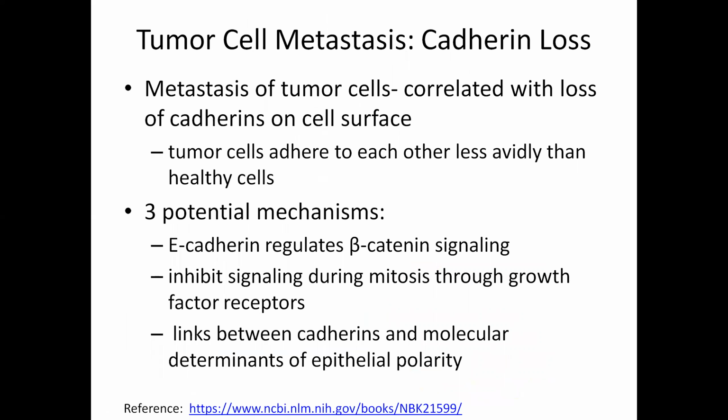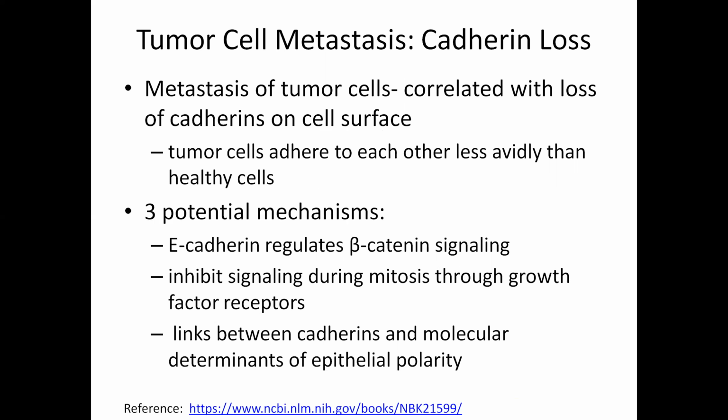So one problem that might occur if you have cadherin loss is tumor cell metastasis. So that's when the tumor cells start spreading throughout your body, and it's correlated with a loss of cadherins on the cell surface. So in this case, the tumor cells won't stick together. They'll adhere to each other less avidly than healthy cells. So right now, currently, scientists don't really know why this happens, but there are 3 potential mechanisms.